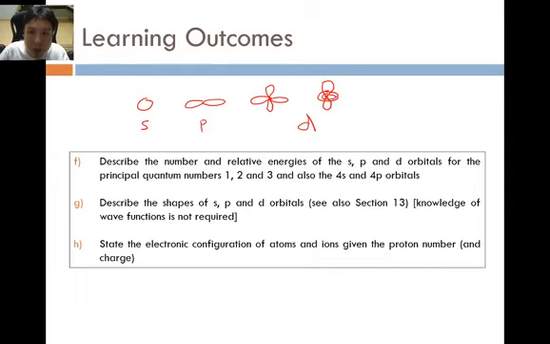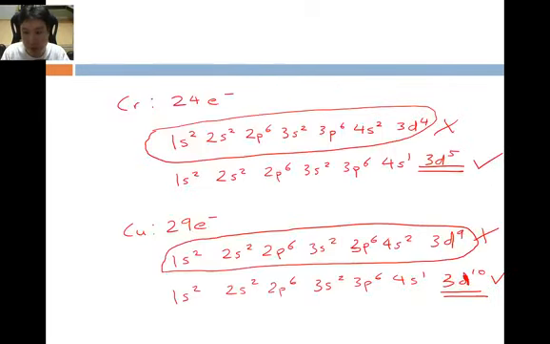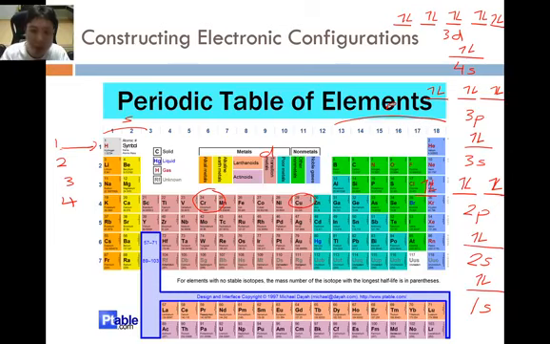So you have to practice drawing this a bit, so that in the exam you'll be able to reproduce the drawing of these orbitals. Do you need to know how to draw it? Absolutely, because if you look at the learning outcome, it says that you have to describe the shape. Basically just draw it. And state the electronic configuration of atoms and ions given the proton number and charge. So basically the steps to doing this are to first figure out the total number of electrons that the atoms and ions have, and then you just fill it up based on this energy level diagram of the different orbitals.